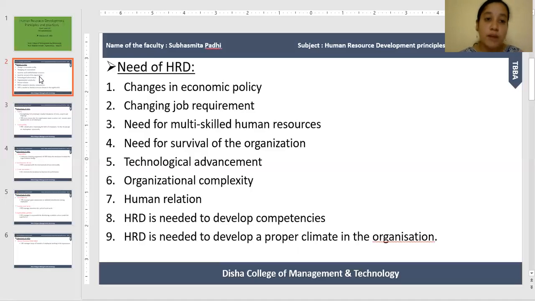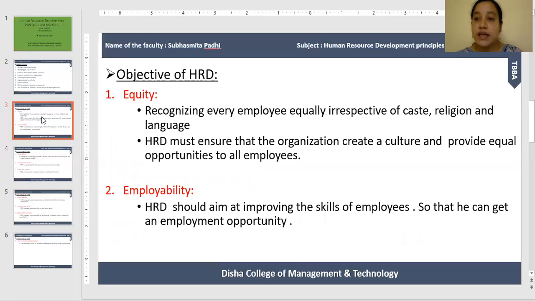So this is all about our last class. This is all about the needs of HRD, the requirements of HRD. Today we will discuss the new topic of HRD, that is the objectives of HRD. Objective means what? The goal of HRD, or the intention of HRD. So let me explain all the objectives in a detailed manner.